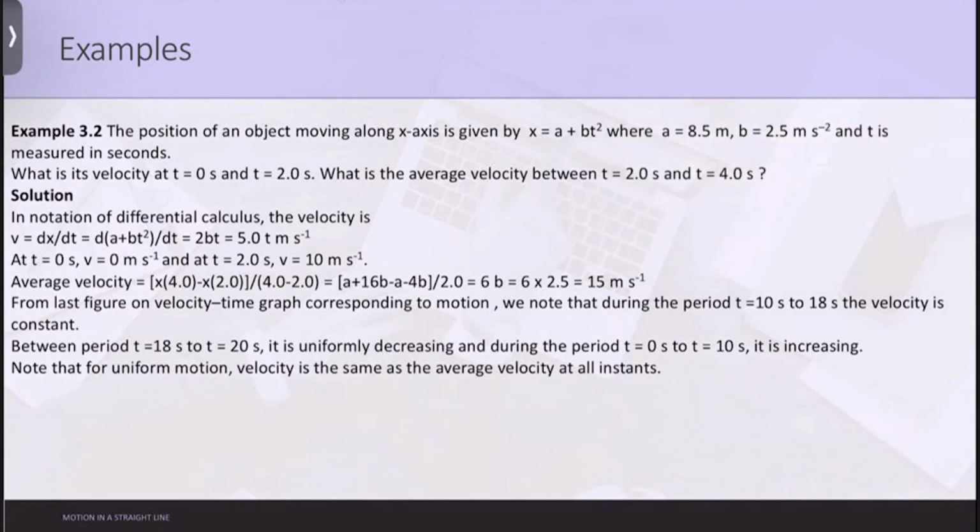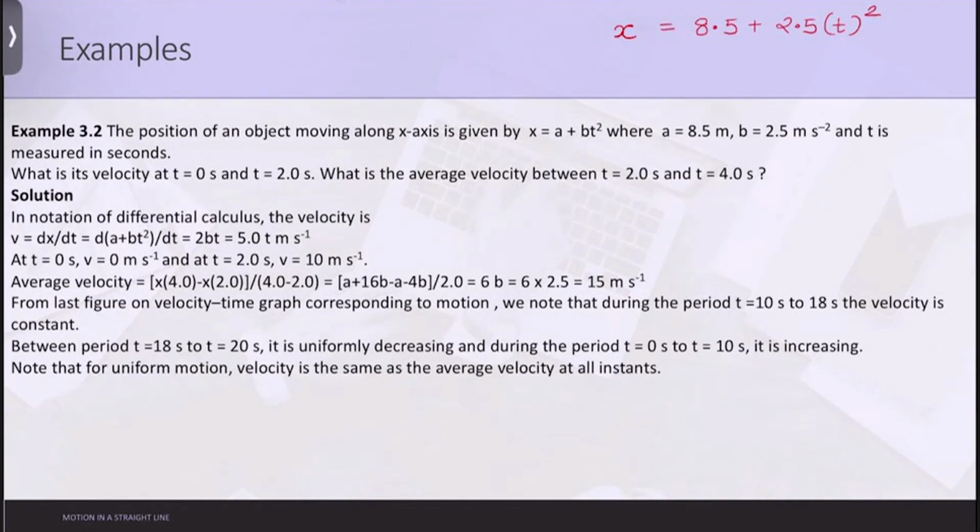Let us try to write that equation directly. So x is equal to 8.5 plus 2.5 t square, and t is measured in seconds. So if t is 1, x is 8.5 plus 2.5. If t is 2, then it is 8.5 plus 2.5 times 4. The question asks you to calculate the velocity at t is equal to 0 seconds and at t is equal to 2 seconds. What is the average velocity between t is equal to 2 and 4 seconds? So there are two different concepts. If I calculate the velocity at t is equal to 0 and t is equal to 2, it is nothing but the instantaneous velocity being asked.